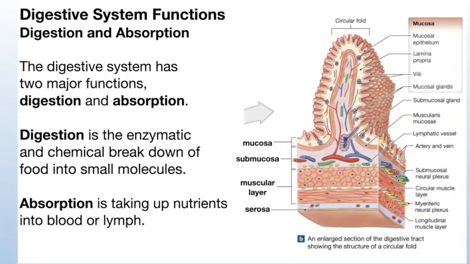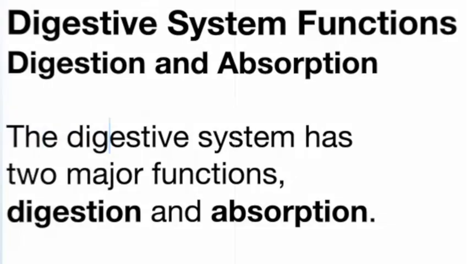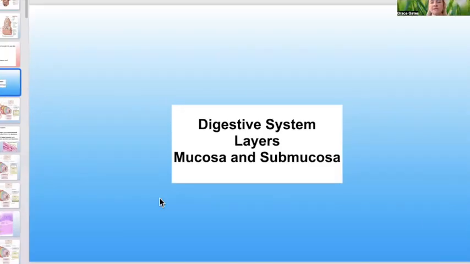The digestive system has two major functions: digestion and absorption. Digestion is the enzymatic and chemical breakdown of food into small molecules. Absorption is taking up nutrients into blood or lymph. I think that it's quite important to learn that the digestive system has two major functions: digestion and absorption. Okay, so the digestive system layers: the mucosa and submucosa.